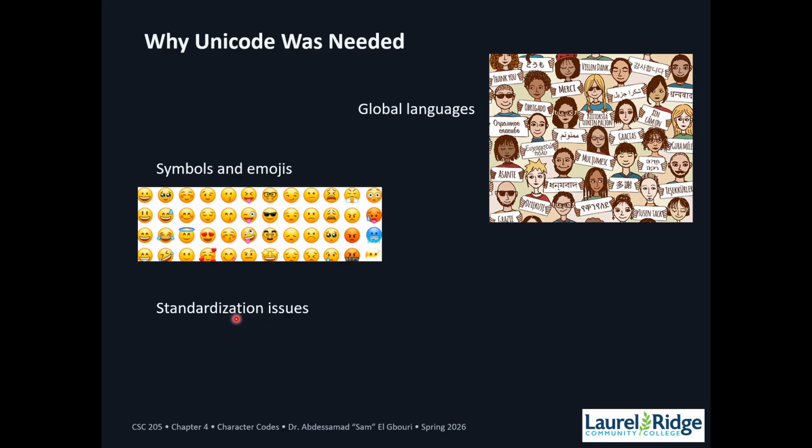And standardization issues. Because we needed to make sure that ASCII, which was very limited, has a way to represent everything, that's when we came up with Unicode. Unicode is generally what you hear about. That's UTF-8, 16, 32, all those are Unicode. And each one of them is used for a certain reason.